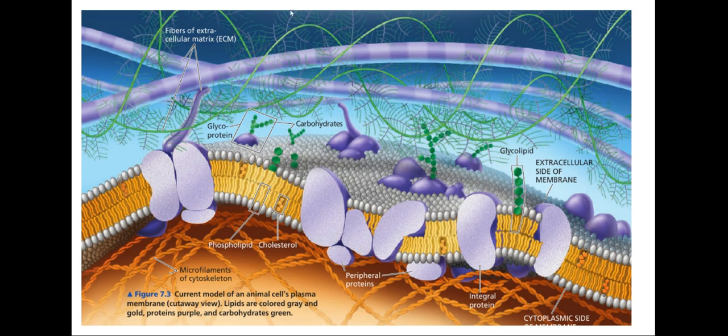So we're going to be talking from top down, from the extracellular matrix, cell membrane, all the way down to the cytoplasmic side. The extracellular matrix contains long fibers called fibers of the extracellular matrix, and they're basically made of proteins called collagen. You might have heard of it. Collagen is a protein you might find in Jello or gelatin. Collagen is basically the structural protein that keeps the shape of cells and holds together the cell membrane.